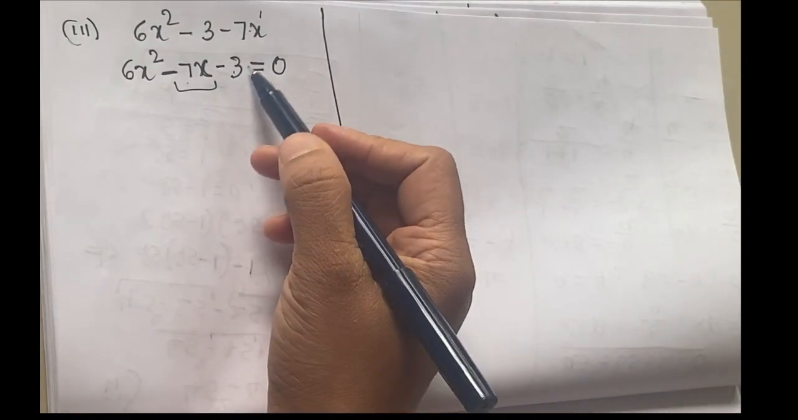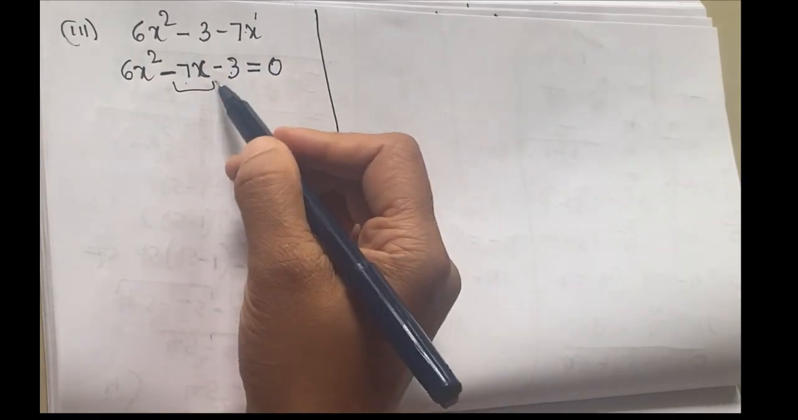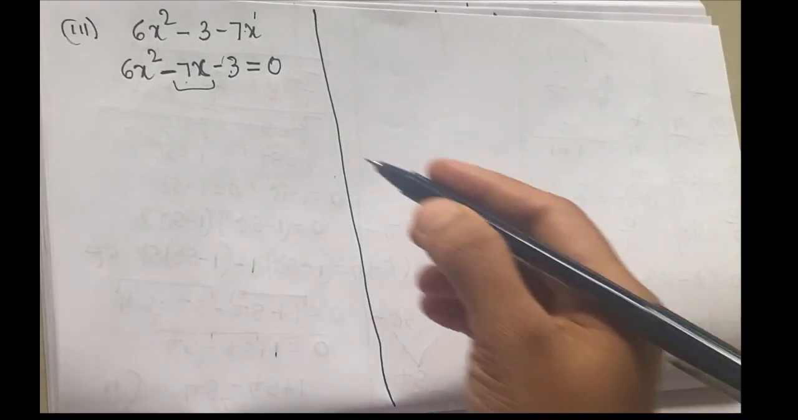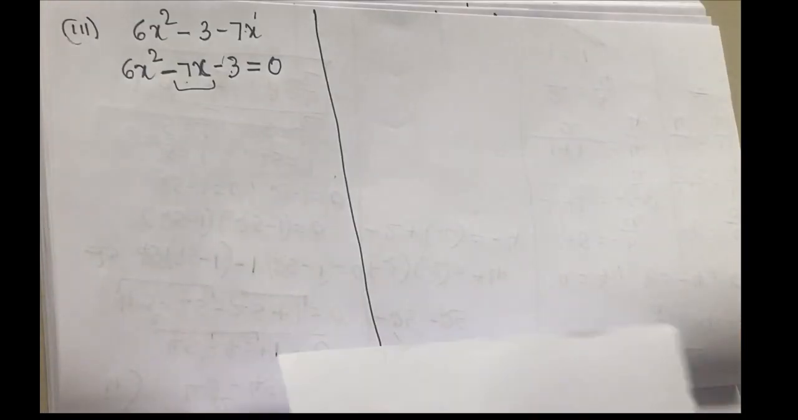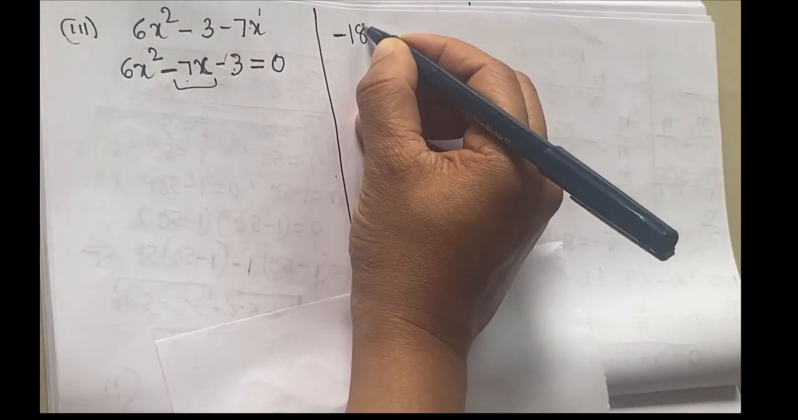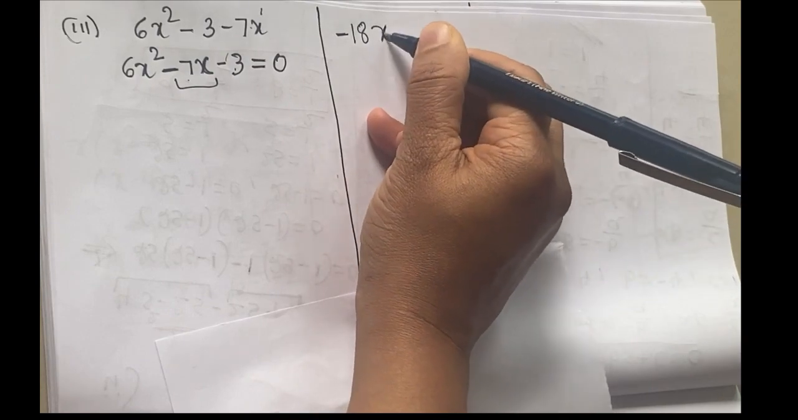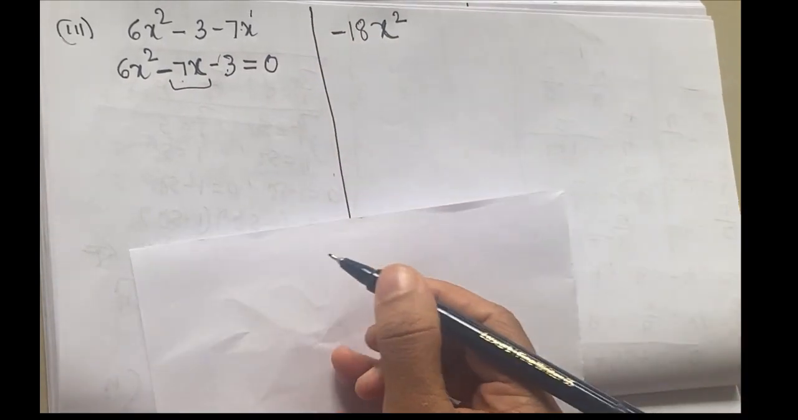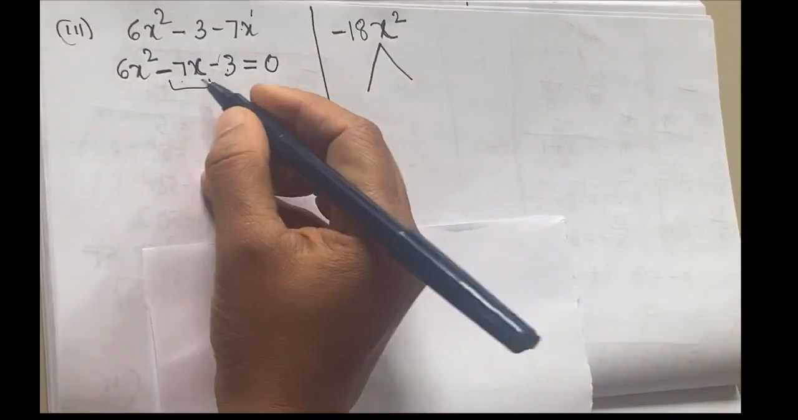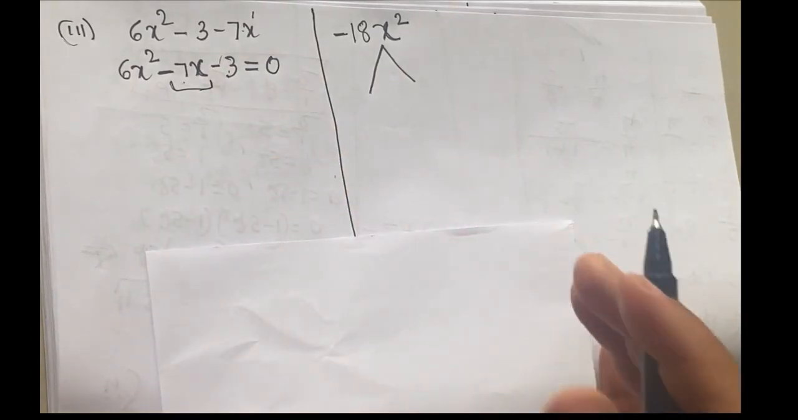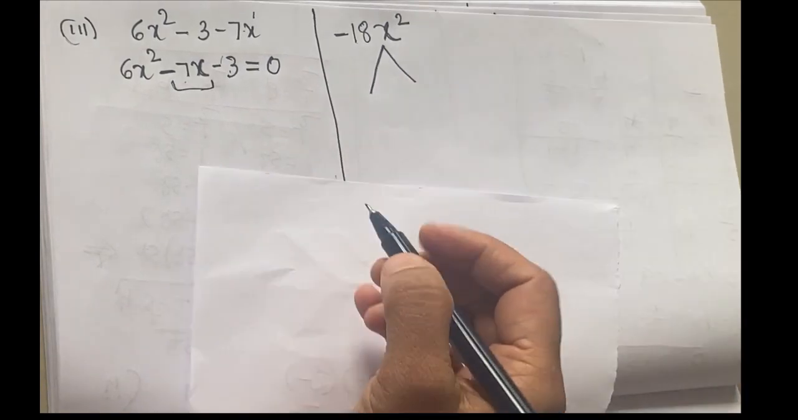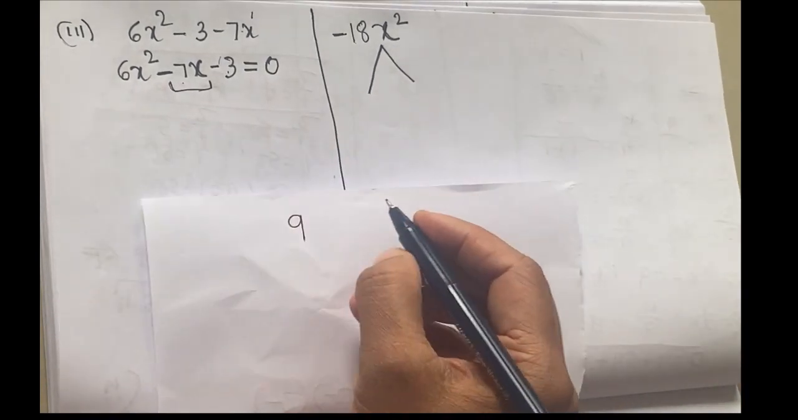In the factorization method, we multiply the first term and the third term. First term is 6x square, third term is minus 3. When you multiply 6x square and minus 3, you will get 6 3s are 18, minus sign as it is, minus 18x square. We need to split the middle term. For that, in this method, we first find the factors of 18. Factors of 18 are 9 and 2.